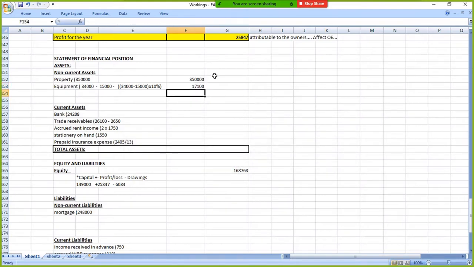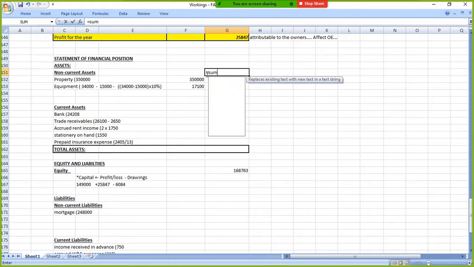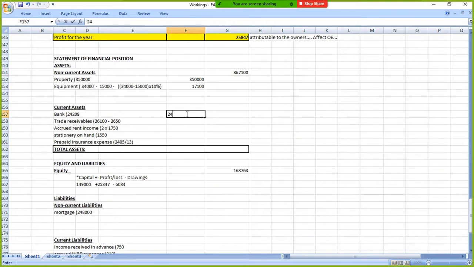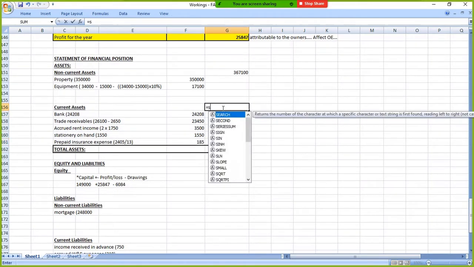Right, there's my equipment. So total equals the sum of those two. There's the total. Right, bank, 24208, that didn't change. This changed. 175 times 2, 1550, what is it, 2405 divided by 13. There we go. Current assets, tally up.